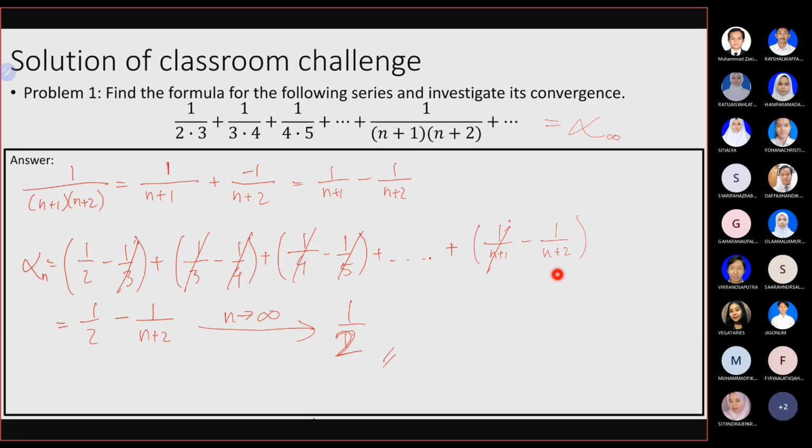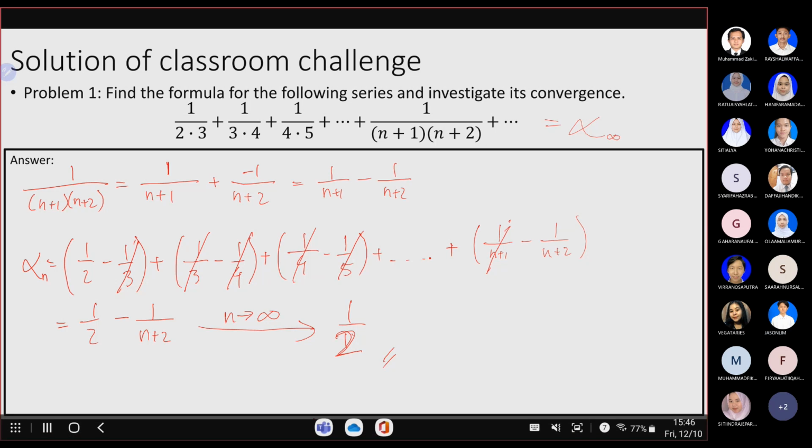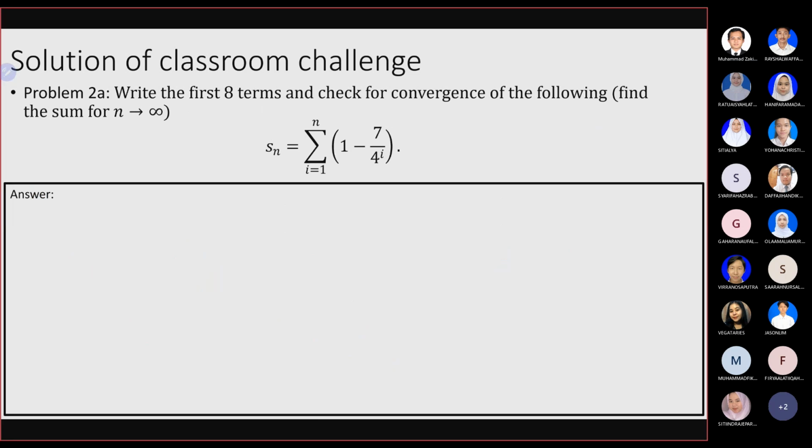Any question? No, sir. Ini kayak yang di awal tadi kan, sir? Yang pertengahan mungkin. Ya. Okay. Now, write the first 8 terms and check convergence.